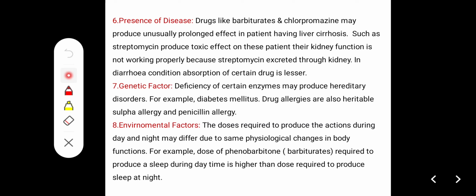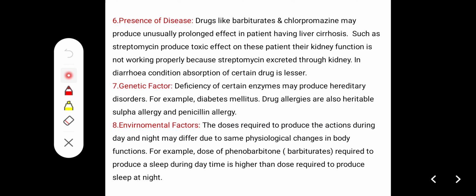Excretion is a very important parameter. If a drug is not excreted properly, it remains present in the blood and shows a toxic effect. For example, if kidney function is not working properly, streptomycin is not excreted and remains in the blood and produces a toxic effect. In a diarrhea condition, absorption of certain drugs is less, meaning the pharmacological action decreases.